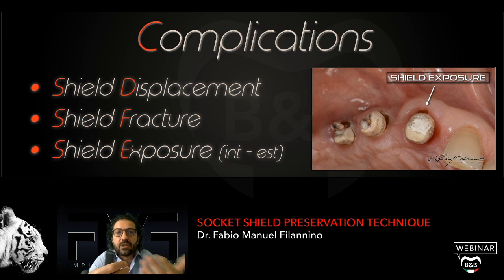Then we can have the shield fracture. Even this complication usually happens during the surgery, because sometimes when we insert the implant, the thread of the implant going deep into the bone can come in contact with the shield and crack it. This is a complication that we should be very careful to avoid during the surgery.